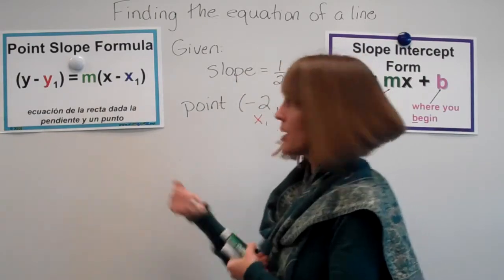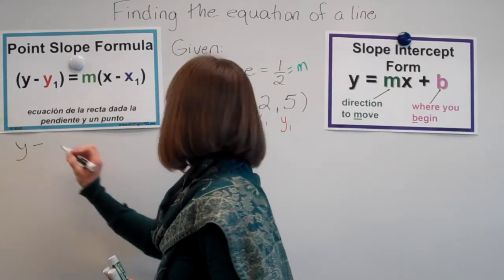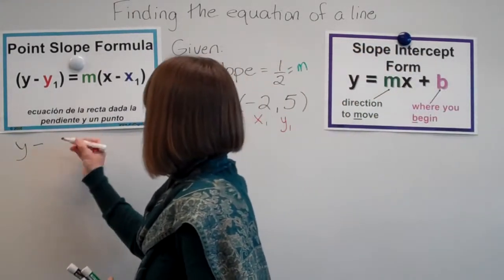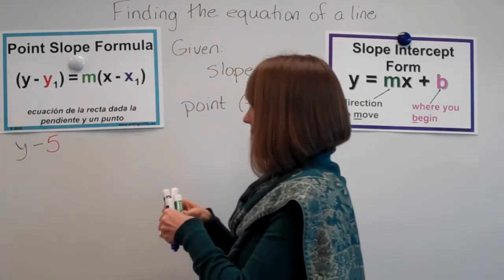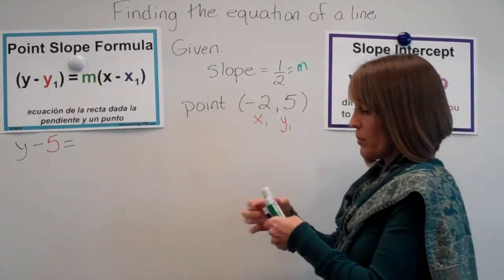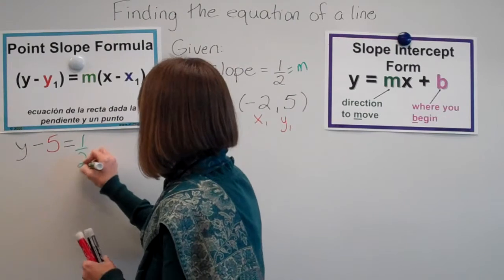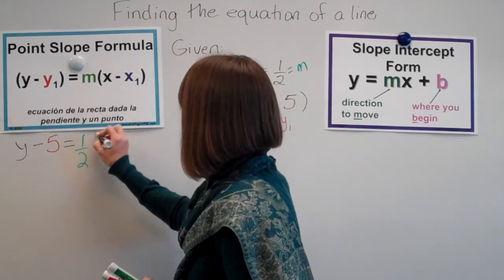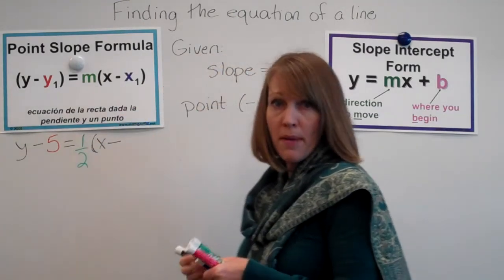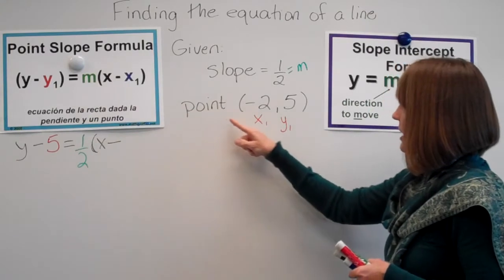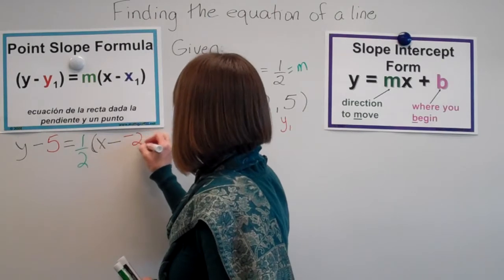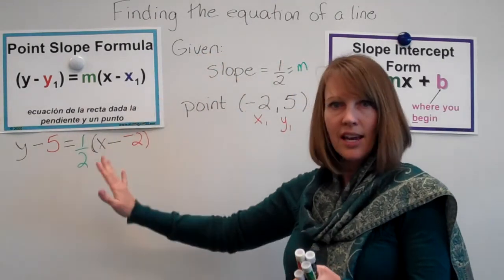All right, so let's substitute in. We're going to say y minus y1, which is 5, is equal to m, but we said m was 1/2. Okay, so we'll plug in 1/2 here. Now our parentheses and our x, still part of the equation, right? Minus, also part of the equation. We put our minus sign there. Our x1 is -2, so we're going to substitute in our -2 here. That's the hardest part, just setting it up.